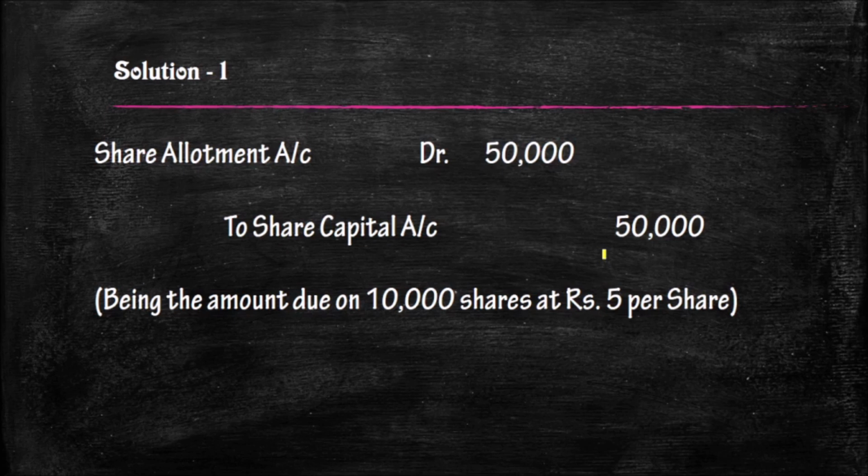So at the time of allotment, when the company sends the letter of allotment, after getting the letter of allotment, the applicant will pay the allotment money. At that time, the due entry will be share allotment account debtor to share capital 50,000, 10,000 into 5. Share allotment account debtor to share capital 50,000. Don't forget to write the narration.